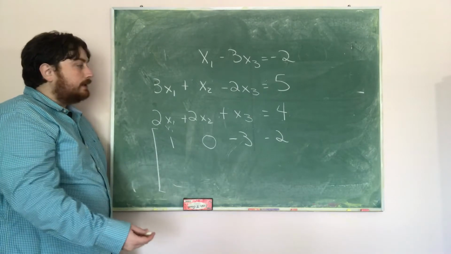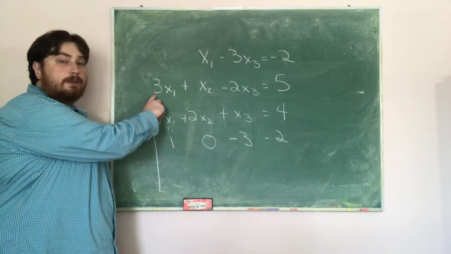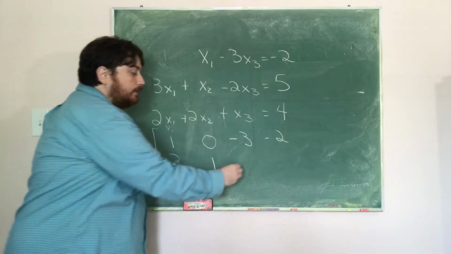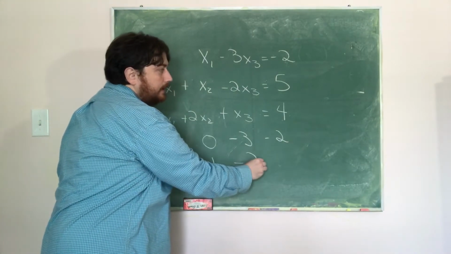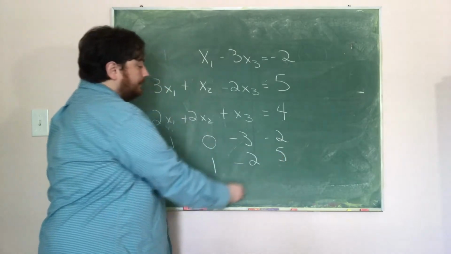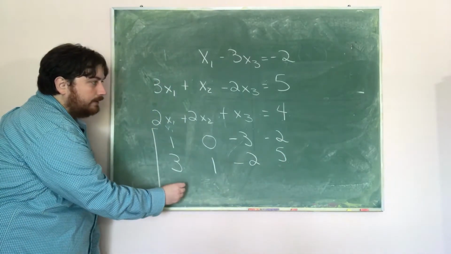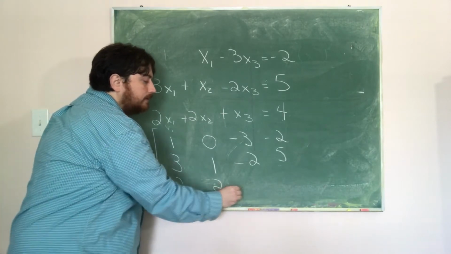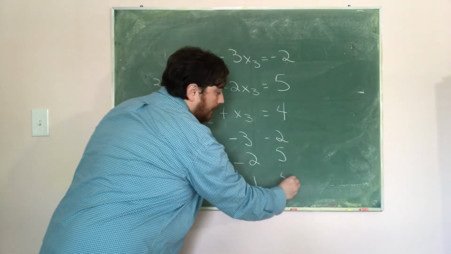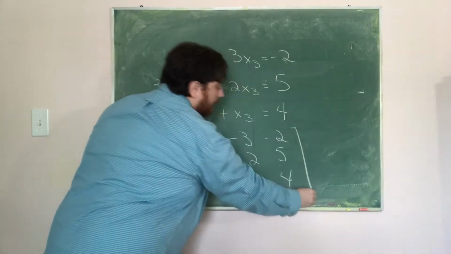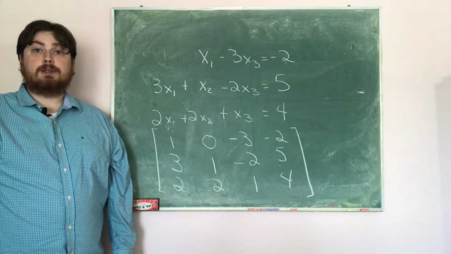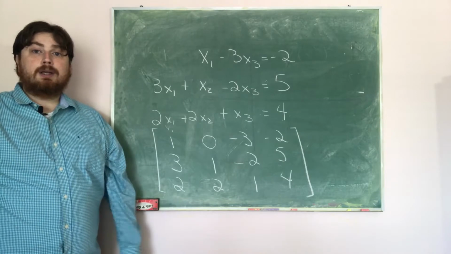If I continue with the second row, I'll notice that the coefficient in front of x1 is 3, the coefficient in front of x2 is 1, in front of x3 is negative 2, and the constant is 5. And then for the last equation, I'll have 2 x1s, 2 x2s, 1 x3, and our constant will be 4. And so now I've set up my augmented matrix, which again I'll have to row reduce in order to get out my solution.